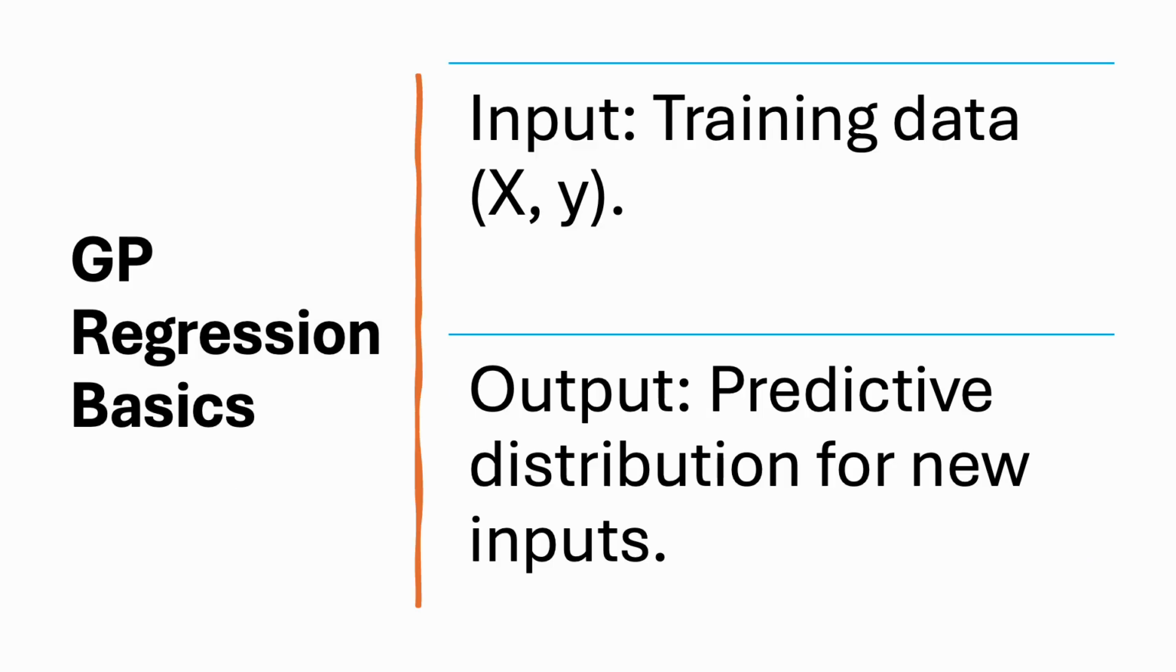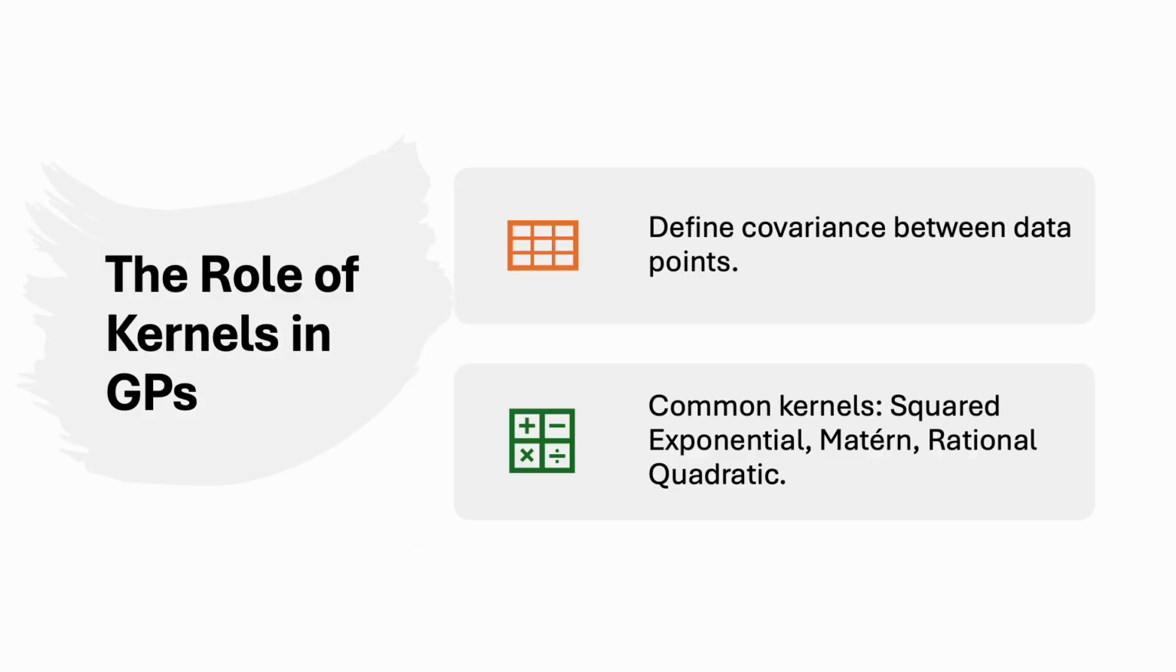So GP regression basics are: the input or training data, X and Y, and the output is predictive distributions for new inputs. The role of kernels in GP is to define covariance between data points. Common kernels are squared exponential, Matern, and rational quadratic. Let's look into this with an example in a little more depth.